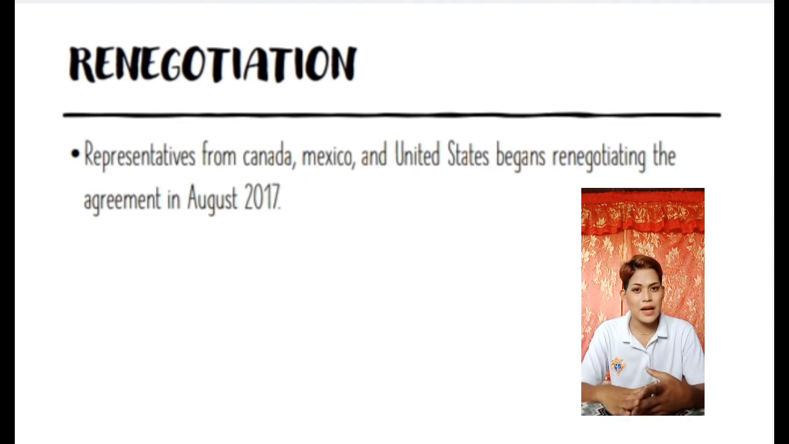Representatives from Canada, Mexico, and the United States began renegotiating the agreement in August 2017. And ani nga time, miabot na si Donald Trump and he was determined to scrap US involvement and to renegotiate NAFTA. Gi-characterize sa ni Donald Trump nga ang NAFTA daw ang pinaka-worst trade deal that was ever made. O kanang gi-threaten sa niya ang i-remove ang US if the agreement was not renegotiated to his liking. That's all. Thank you.